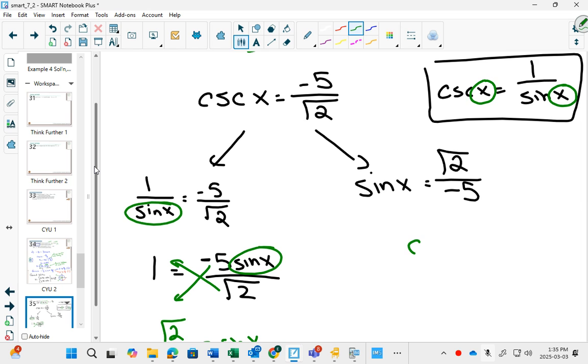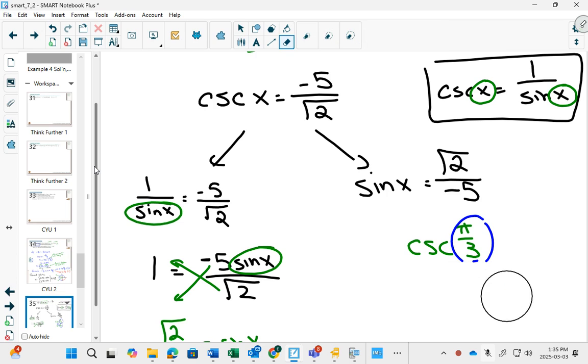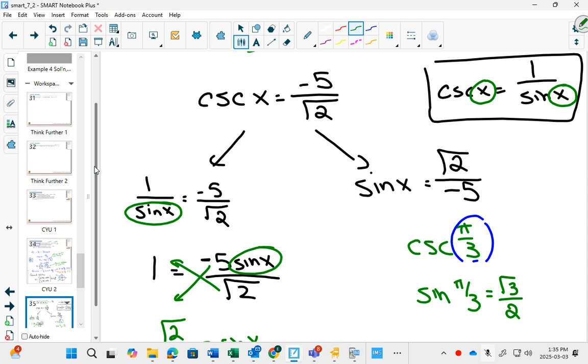I think it was on the take-home quiz you had cosecant of pi over 3, and people tried to do sine of 3 over pi. This is the angle. This is bad. The angle never switches. But you could figure out instead, if you figured out that sine of pi over 3 was root 3 over 2, this is what would flip. The answer is what flipped, not the angle.